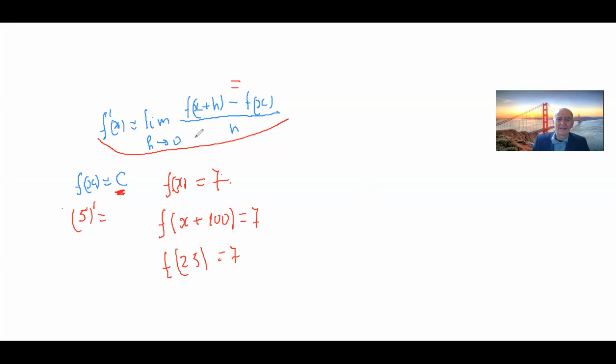So remember that the derivative of a constant function is always 0. We can write down that the derivative of 5 is 0, and the derivative of 100 is 0. Okay, very good.